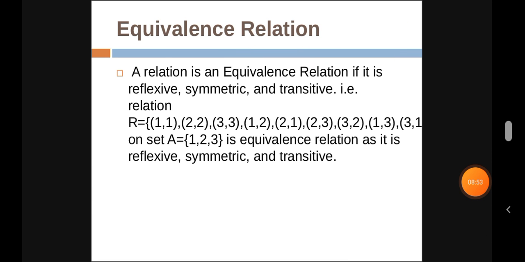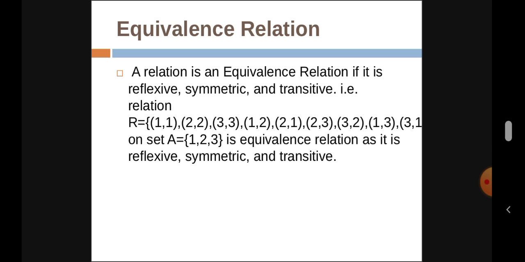And next is equivalence relation. A relation is an equivalence relation if it is reflexive, symmetric and transitive. Okay, if a relation is said to be equivalent, then it should be reflexive, symmetric, transitive. That means it satisfies all the conditions of the reflexive property, symmetric property as well as the transitive property.